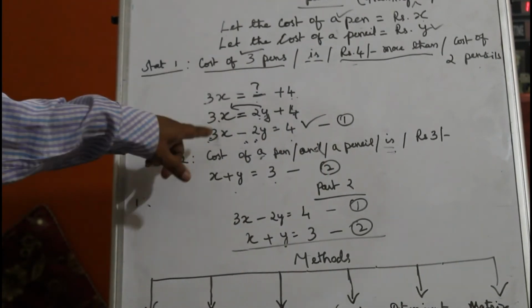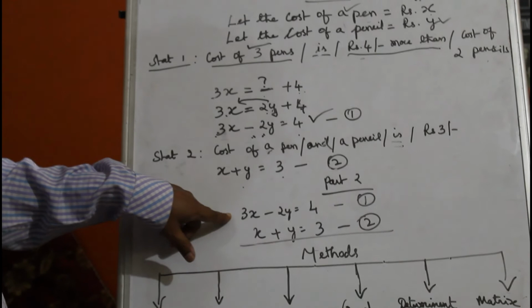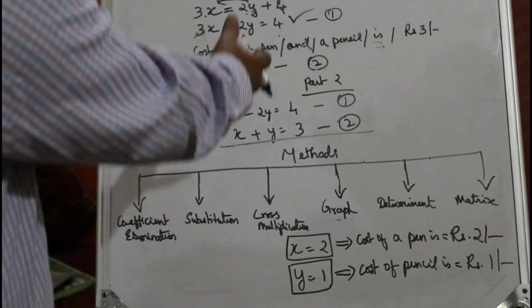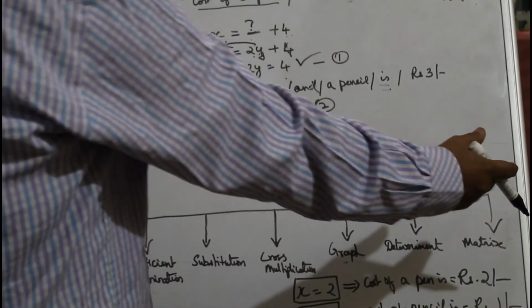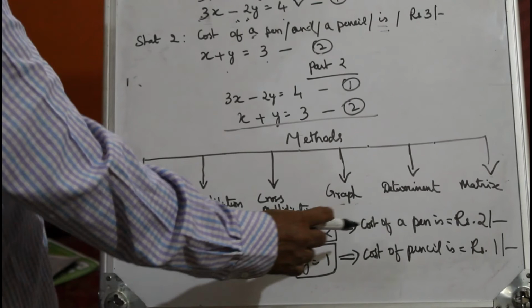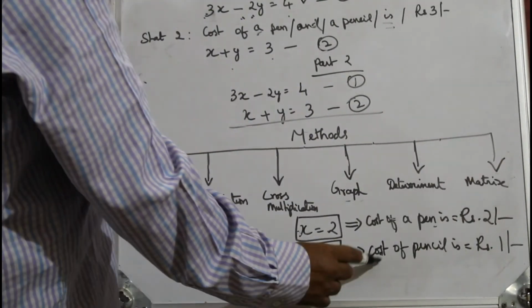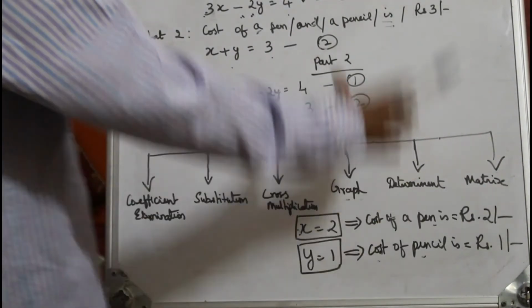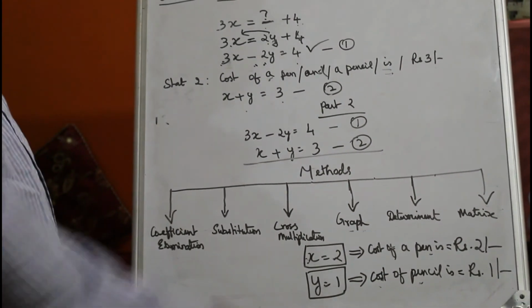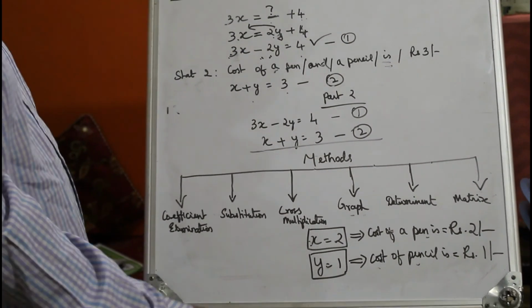Now the first equation is 3X minus 2Y equal to 4. And the second equation is X plus Y equal to 3. The same sum we have done in actually 6 methods. And we got the answer already. X equal to 2, means cost of a pen is rupees 2 and the cost of a pencil is 1 rupee. This is called a statement problem. There are a lot of statement problems and this is a simple statement problem just to make you understand.